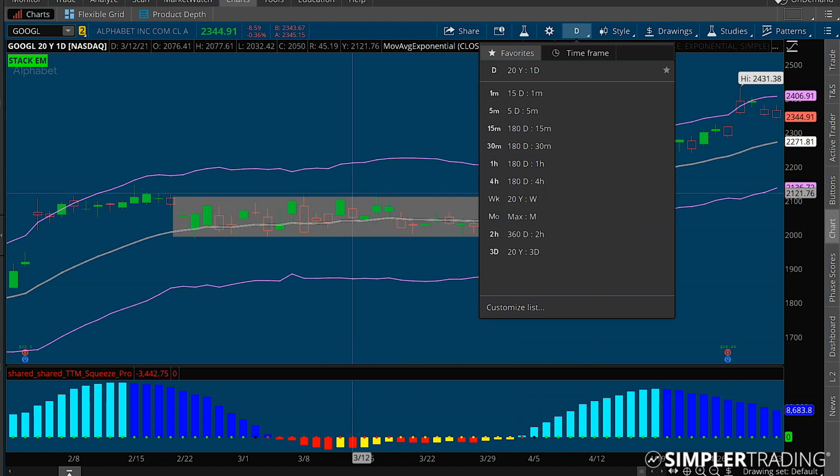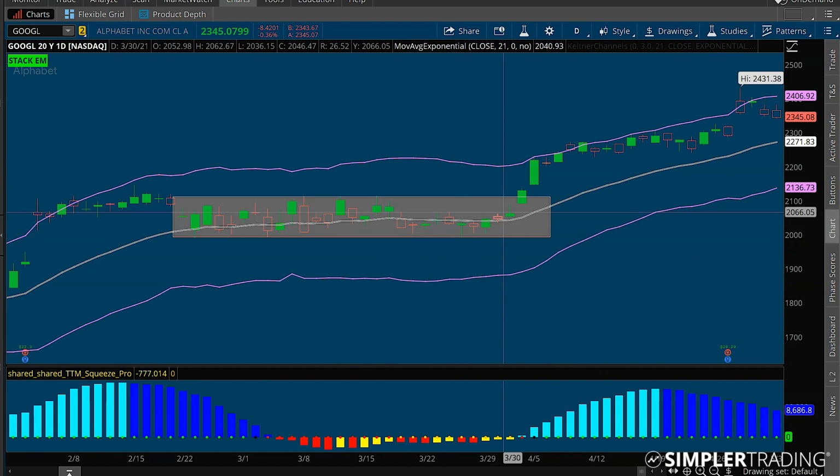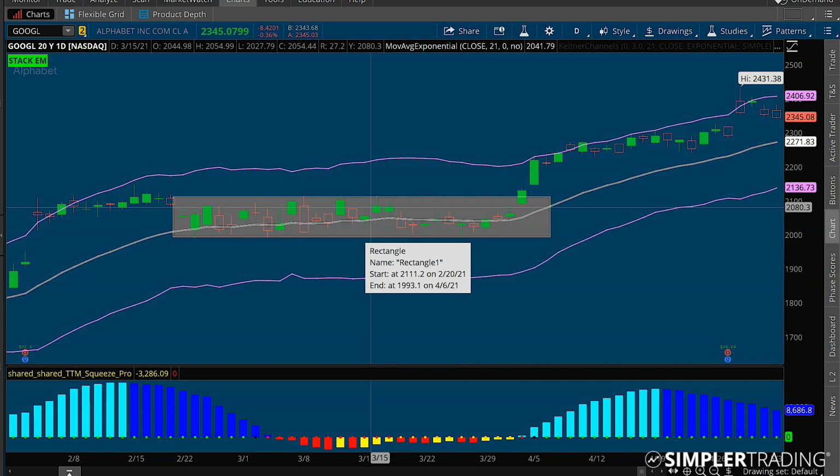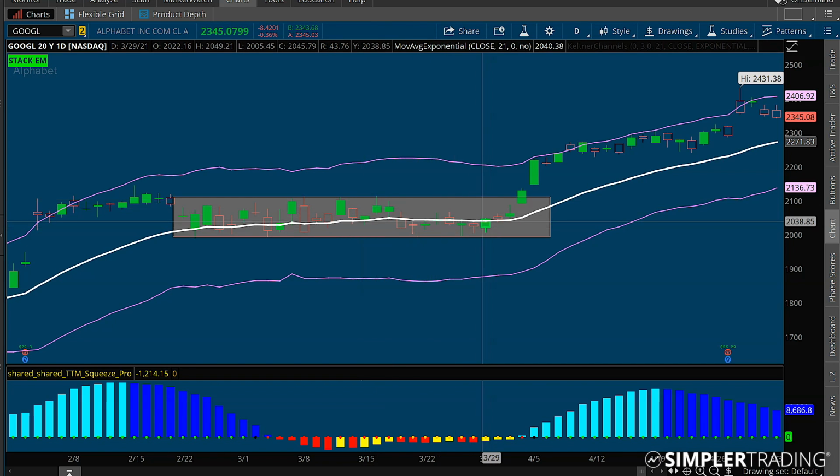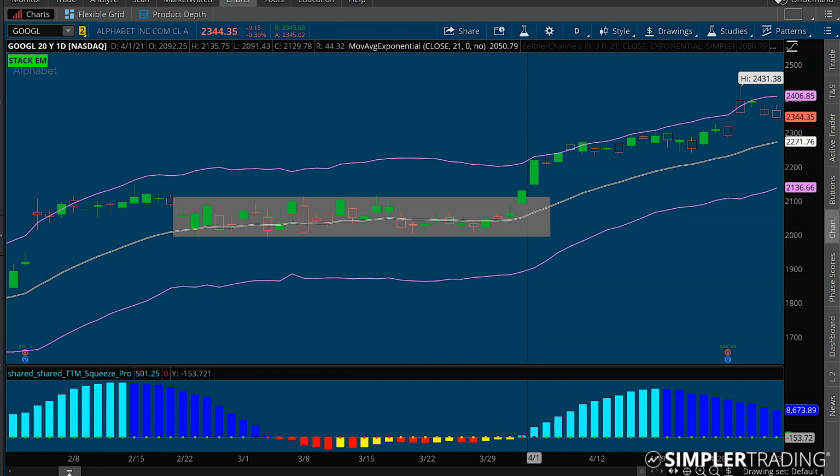So this is the consolidation phase. It's the buildup of energy phase. The squeeze indicator can help us identify that moment in time. We want to aim to build our position inside that consolidation near the 21 period moving average. And now here's the power of the squeeze.